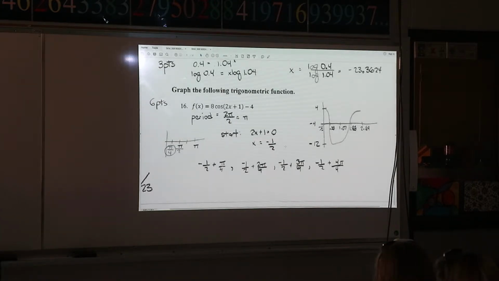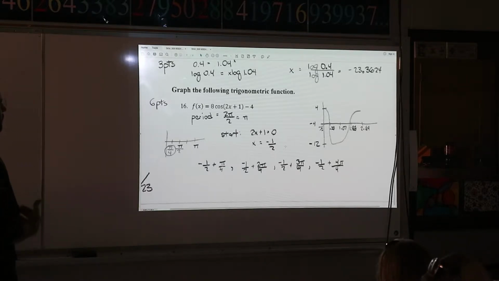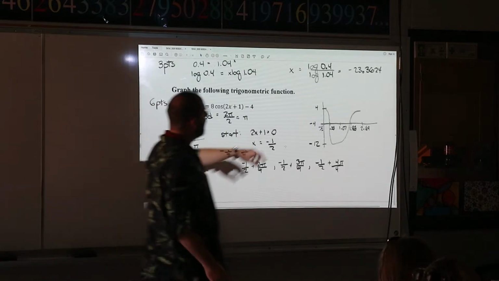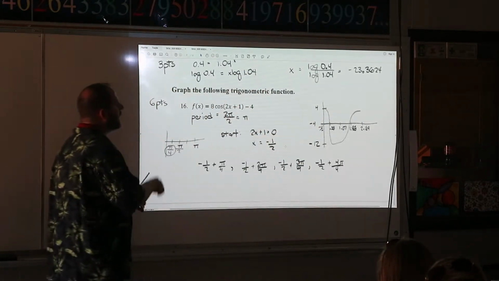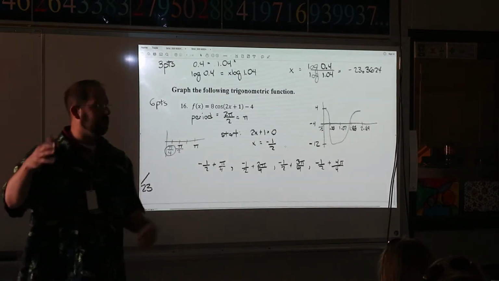Okay, here's how I graded this one, as normal. I was looking, did you have your amplitude correct? Was it 8 above the middle and below the middle? You had to have your middle correct. You were shifting down 4. So you can actually see, I'm starting at -4, I'm going 8 above that, 8 below that. That's what I'm looking for. Does your graph look like a cosine? You got a point for that.